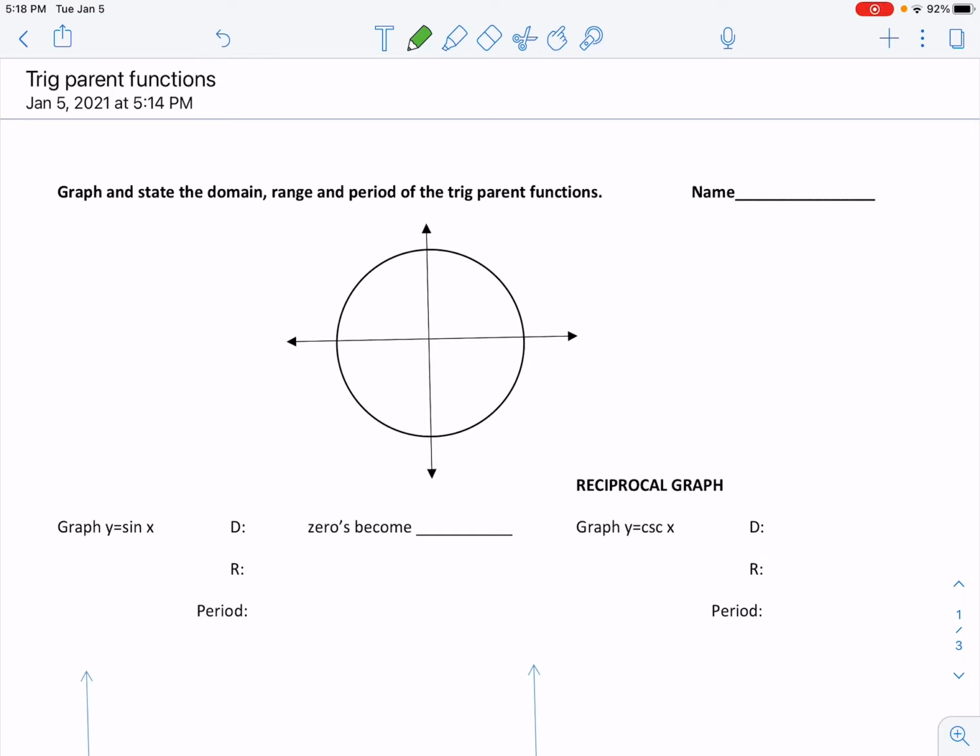This is so exciting. We get to graph trig functions. Welcome back. First lesson of the third marking period.